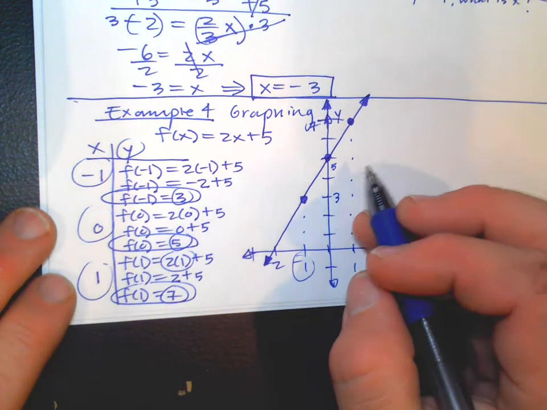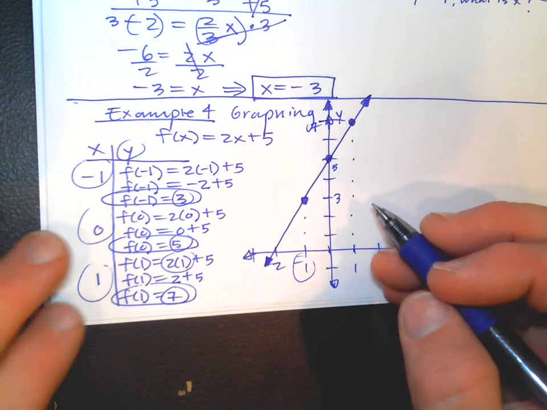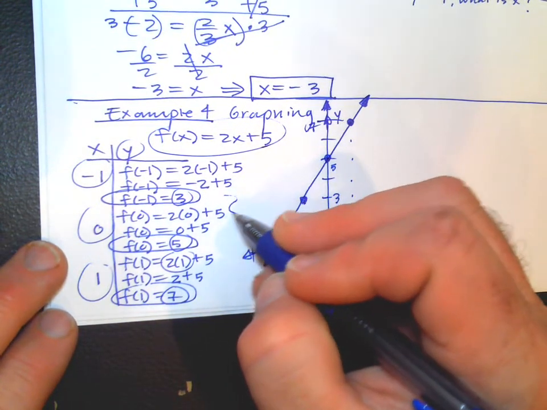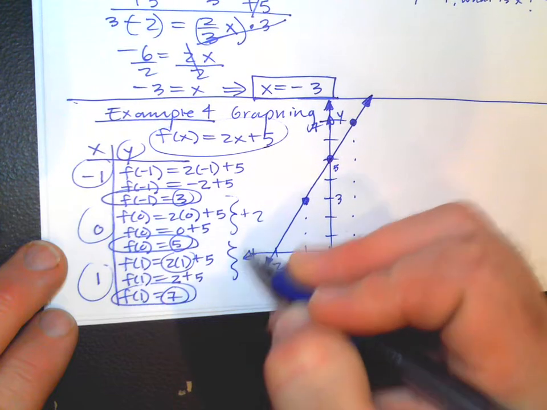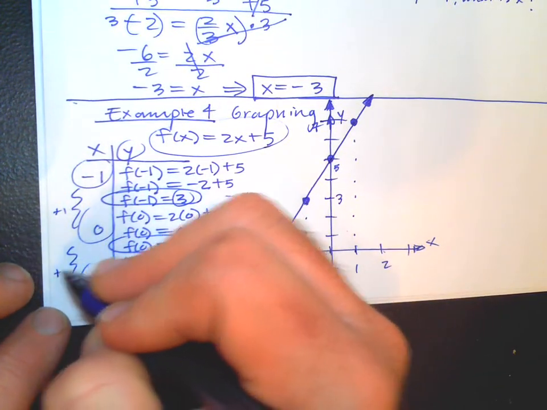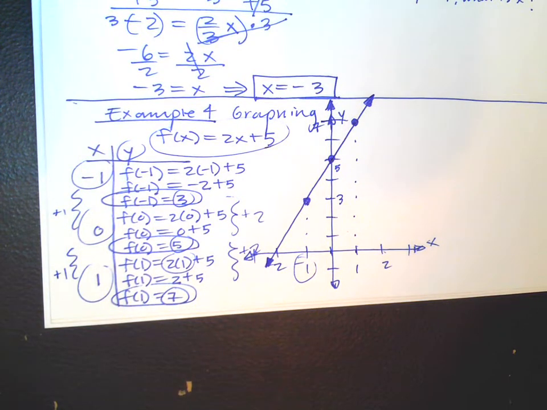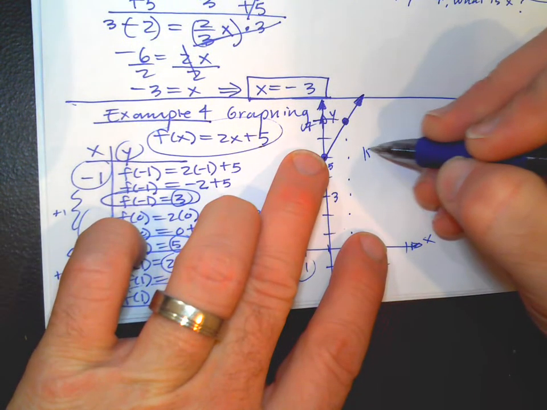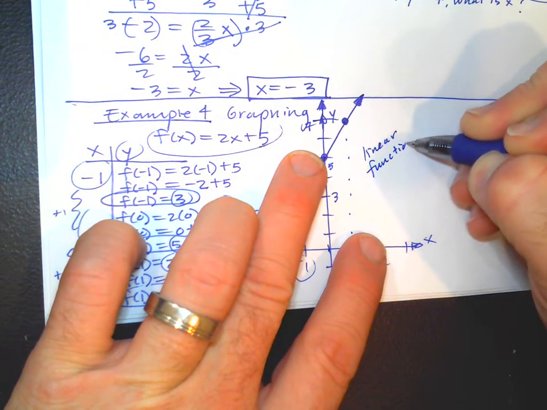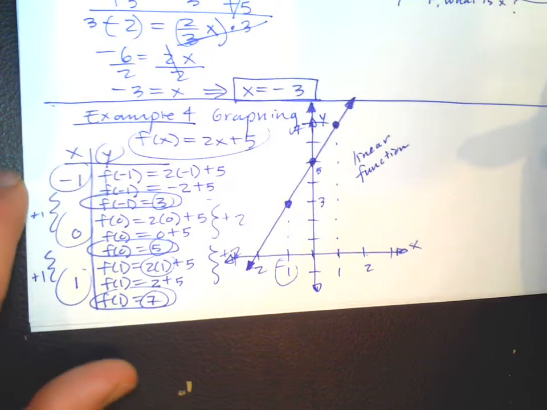Now we know this is a linear function based off the picture, based off the equation, based off the table. It has a constant rate of change. From here to here it's +2. From here to here it's +2. From here to here it's +1. From here to here it's +1. So it has to have a constant rate of change. The x is changed by the same amount every time. The y is changed by the same amount every time. So it's not surprising that it's a linear function, right? Linear function, constant rate of change, y equals mx plus b. That's it for the example.